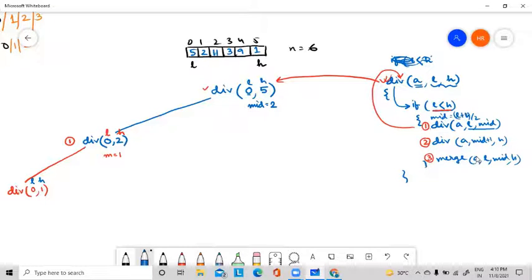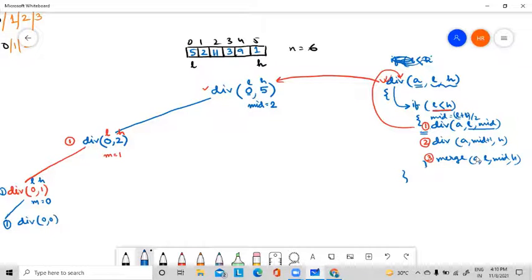Now what is the new value of L and H? L and H are satisfying, L less than H, 0, 1. So it will again calculate mid. What is the mid value now? 0 plus 1 by 2 means 0. So it will call the first div function, this one. What is the first div function here? L to mid, so 0 to 0.